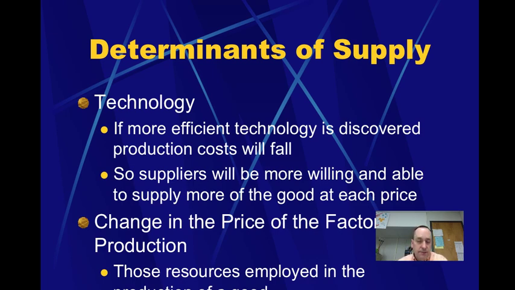The price of producing something is one that we see very, very often that affects the supply curve. So if we're going to make more, remember, we're going to shift that curve to the right. If we're going to make less, we're going to shift that curve to the left.